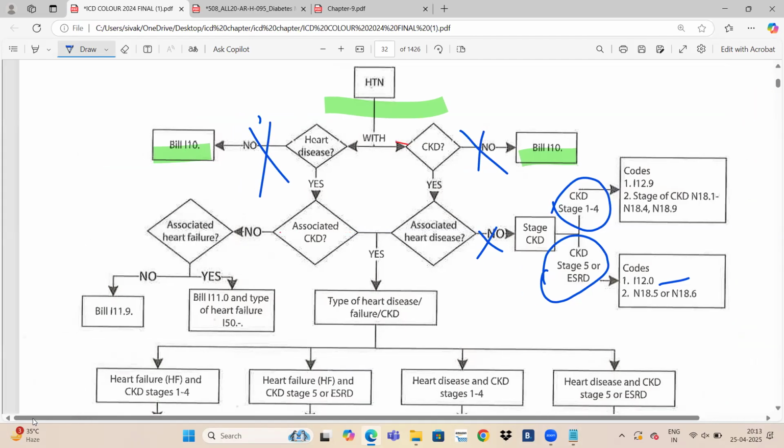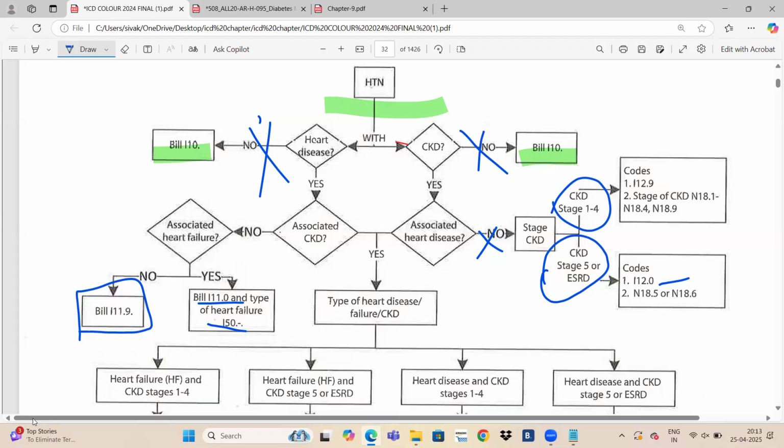So now, the patient has hypertension and heart disease. No heart failure, only hypertensive heart disease, then you need to code I11.9. If the patient has hypertension and heart failure also, then I11.0 and the type of heart failure. Two codes you need to code. Type of heart failure you need to have.